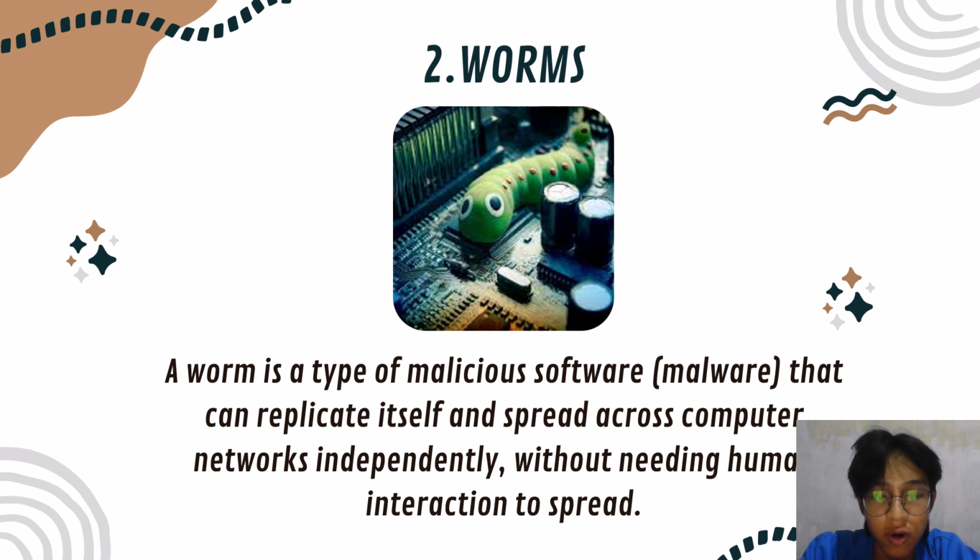Number two is worms. A worm is a type of malicious software that can replicate itself and spread across computer networks independently without needing human interaction to spread. A worm rapidly replicates and spreads to any device within a network. Unlike a virus, worms do not need a host program to disseminate.